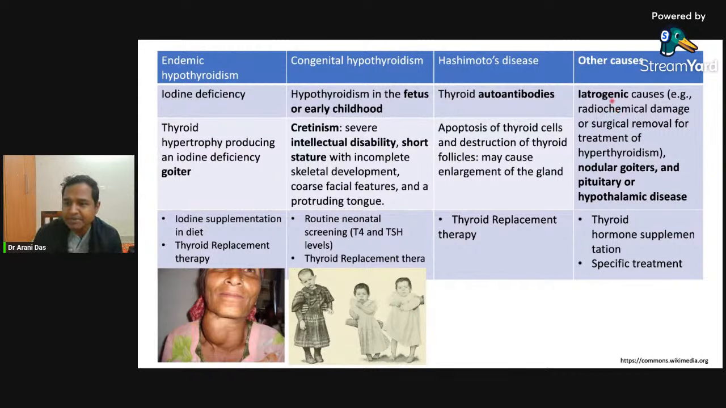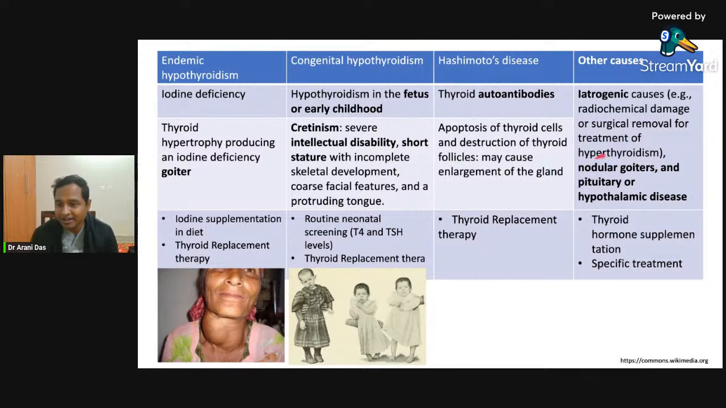The term iatrogenic may be new to you. Iatrogenic means a type of disease which is produced by a side effect of any treatment process. For example, if there is hyperthyroidism and the treatment is surgical removal of the thyroid gland, and the gland is completely removed, then there will be hypothyroidism after recovery from the surgery. This hypothyroidism is called iatrogenic, because it develops because of the treatment of another disease.